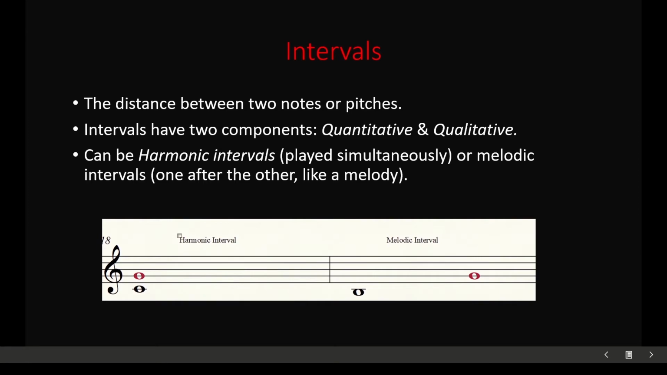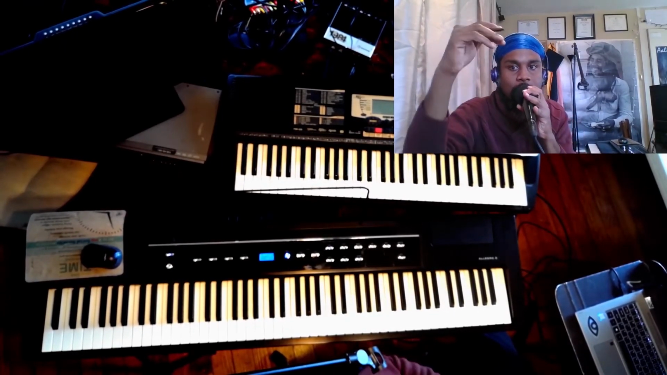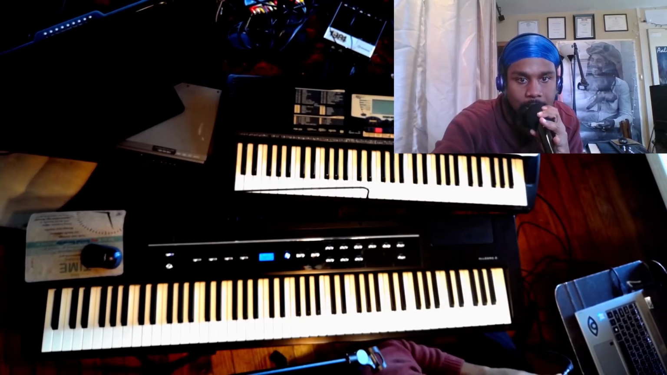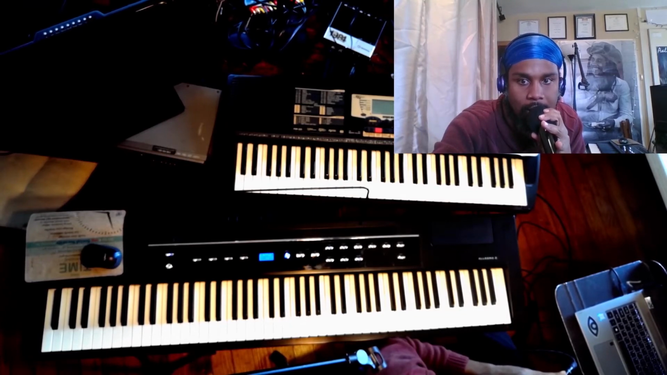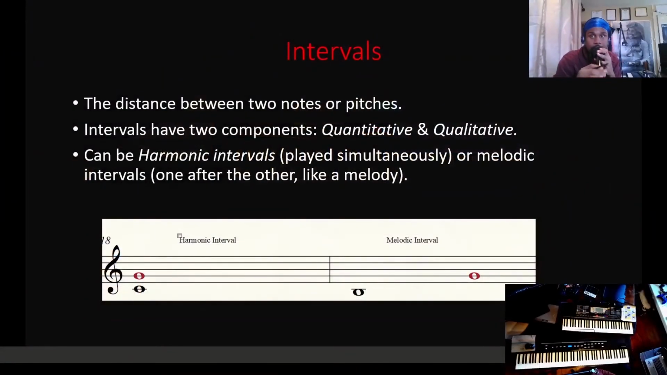I'm just going to transition for a second, if I may, because I want to show you the difference between the melodic and the harmonic intervals. Let's do this transition real quick. Okay, so I'm going to rest my mic.